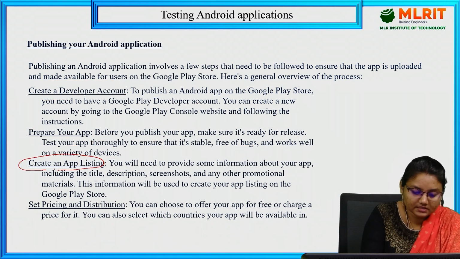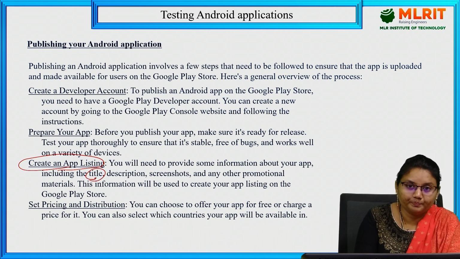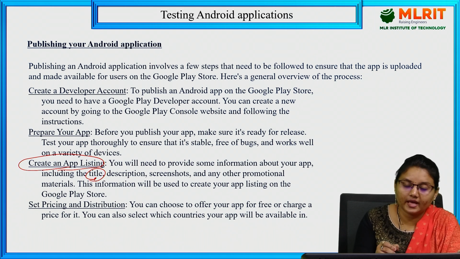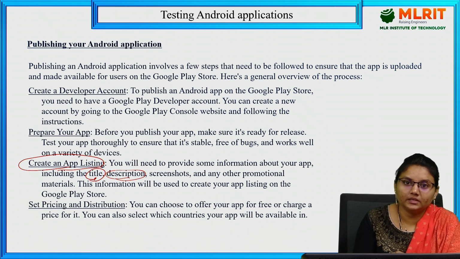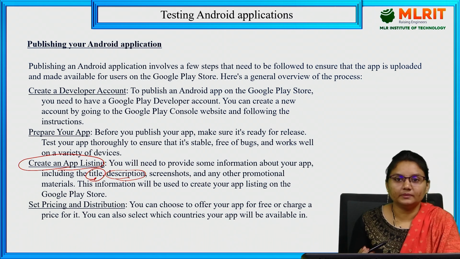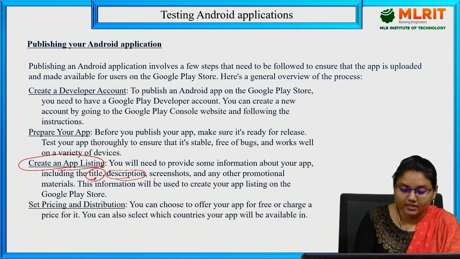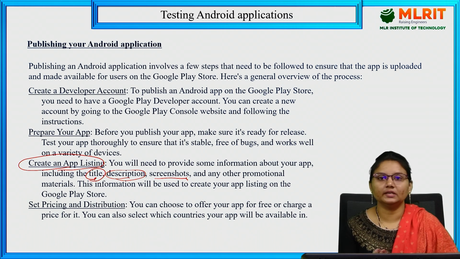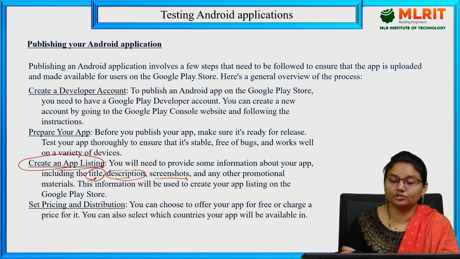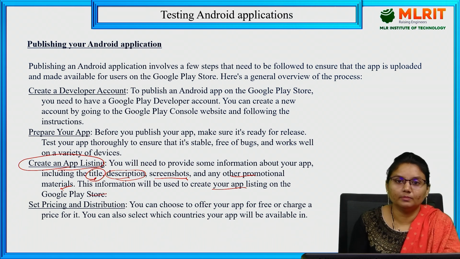Create an application listing means what? You need to provide some information about your application, including the title, so that people understand what your application actually is, and some description. By seeing the title, if something needs to be understood, then you give some description. By seeing the description, a few members can understand what the title actually means. Then the screenshots, so that rather than reading and listening, visuals will give you clearer pictures. So screenshots and any other promotional materials are possible. This information will be used to create your app listing in the Google Play Store.